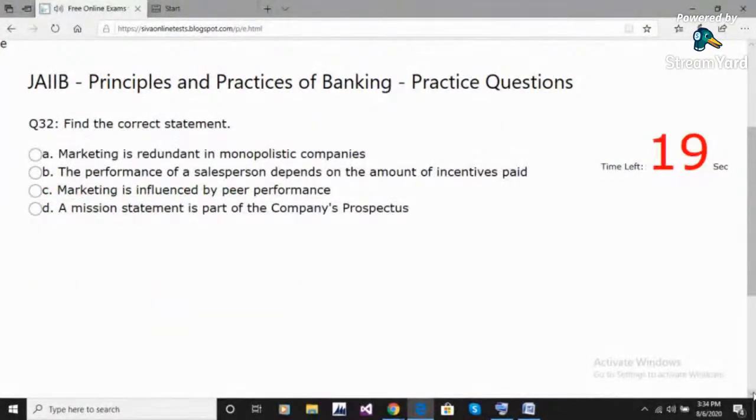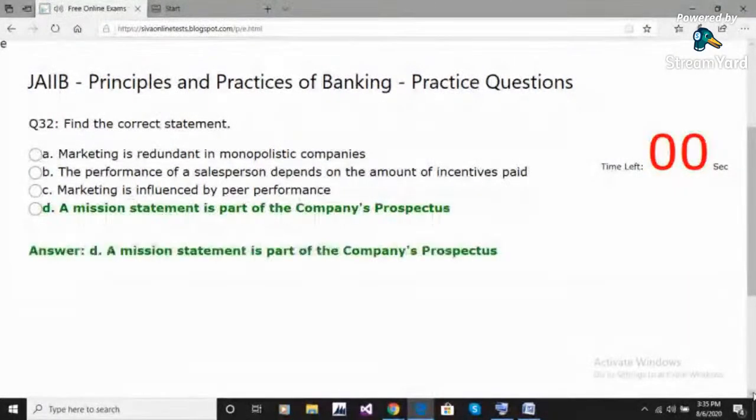Question 32. Find the correct statement. Option A. Marketing is redundant in monopolistic companies. Option B. The performance of a salesperson depends on the amount of incentives paid. Option C. Marketing is influenced by peer performance. Option D. A mission statement is part of the company's prospectus. Answer D. A mission statement is part of the company's prospectus.